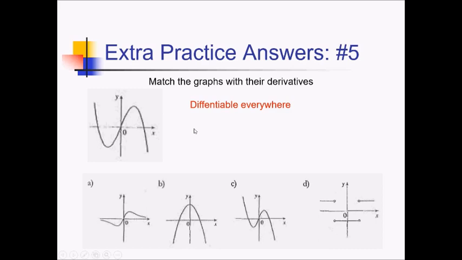In terms of my slopes, it looks like we're going negative, 0, and then we're going positive, 0 again, and then negative. So which slope starts below the x-axis, goes positive, and then becomes negative again? Well, that looks like choice B. We're starting negative, going positive, going negative again. So let's pick that one.